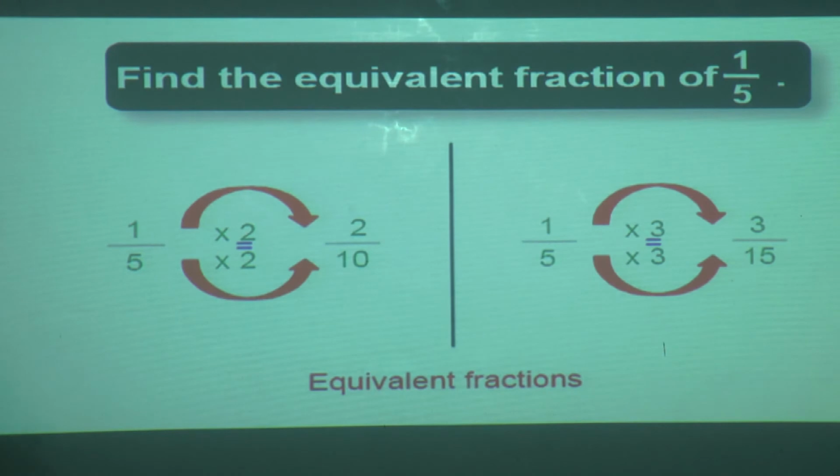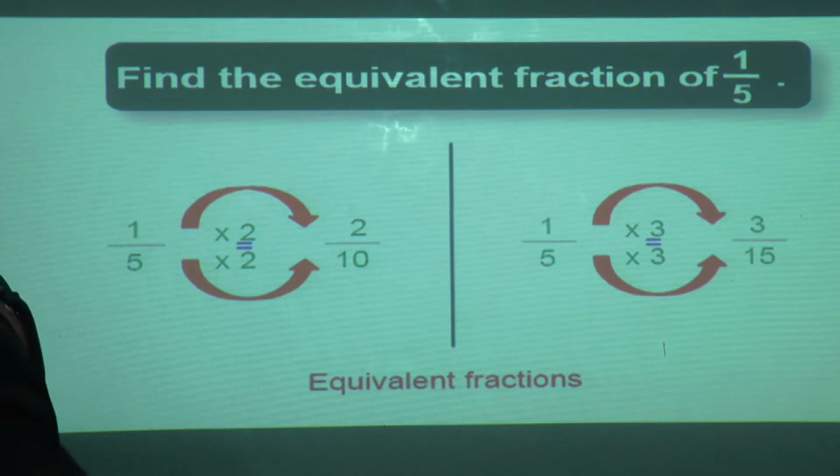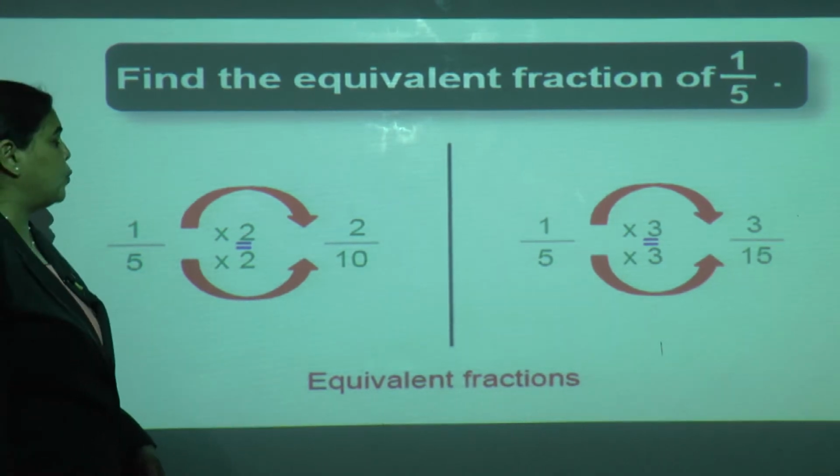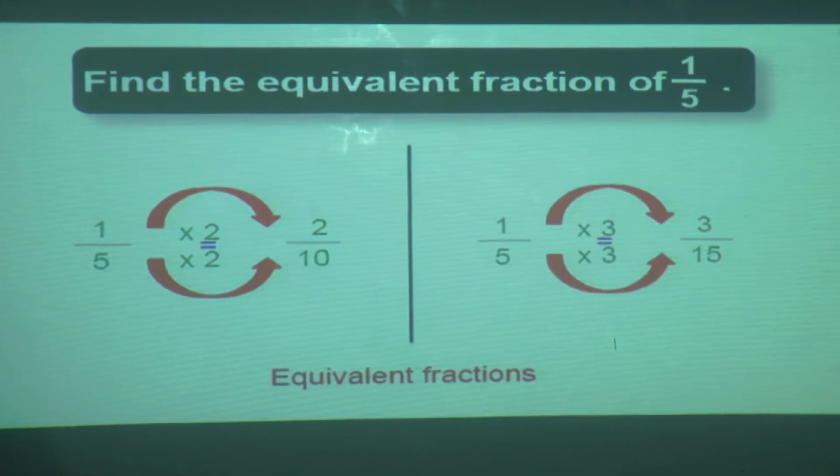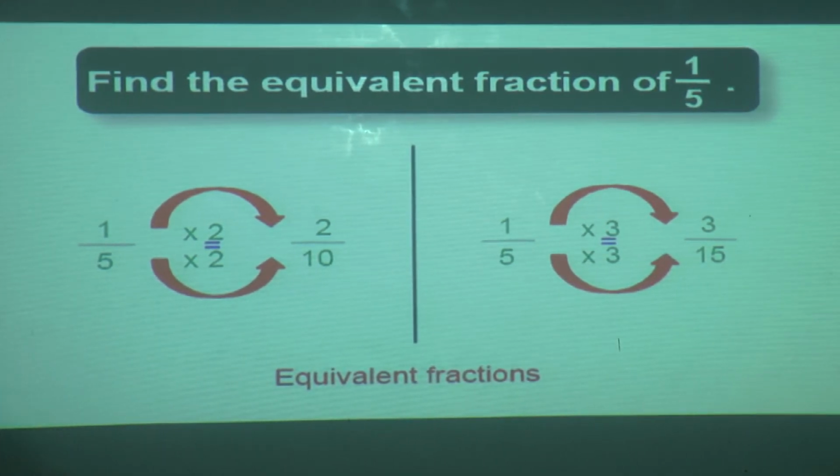Now we will find equivalent fractions of 1 upon 5. What is 1 upon 5? I had told you in the previous class that we can go by two methods to find an equivalent fraction: one is the division method and the other is the multiplication method. So we will find equivalent fractions of 1 upon 5.